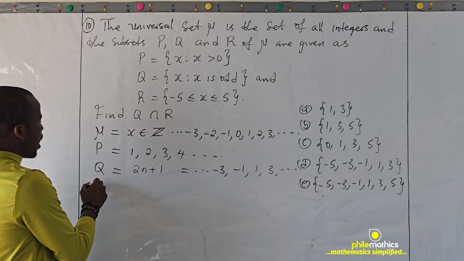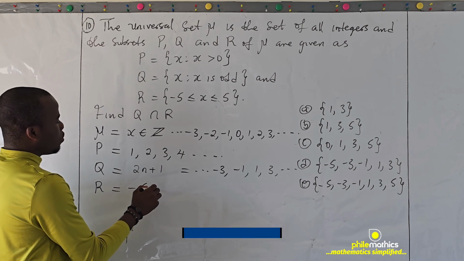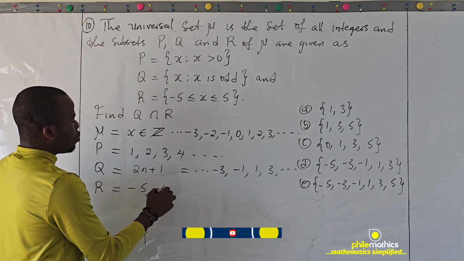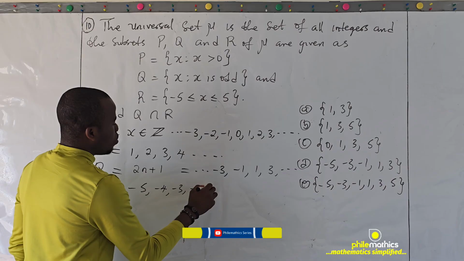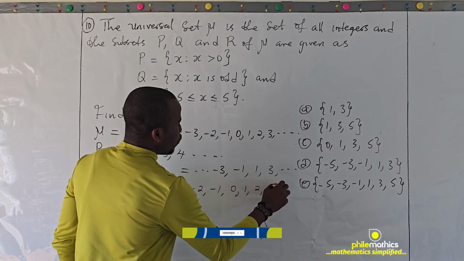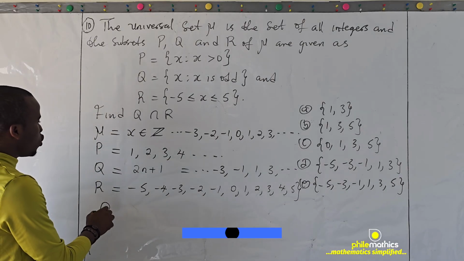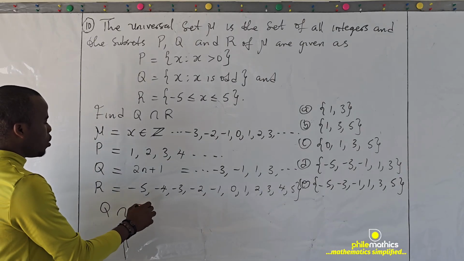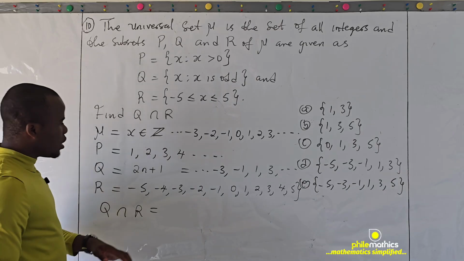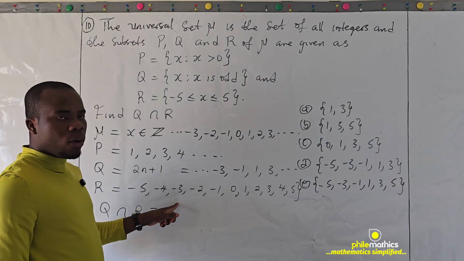And so R is -5, -4, -3, -2, -1, 0, 1, 2, 3, 4, 5. And so we're asked to look for Q intersection R, meaning what are those things that you can see in Q and you can also see in R.